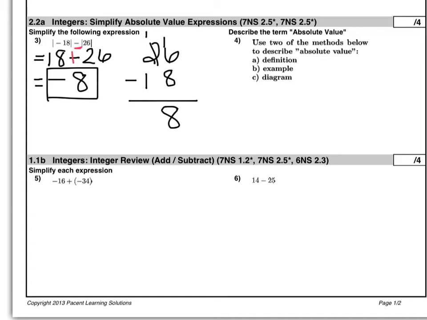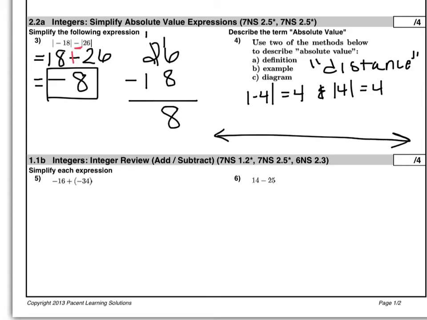Now, in order to describe the term absolute value, you had to use two methods. For definition, I was looking for the word distance. The absolute value is the distance a number is away from 0. For an example, I was looking for you to show the absolute value of a negative number and the absolute value of the positive number are equaling the same thing. For the diagram, I was looking for a number line. And if I wanted to show the absolute value of negative 6, I would show a negative 6 on the number line.